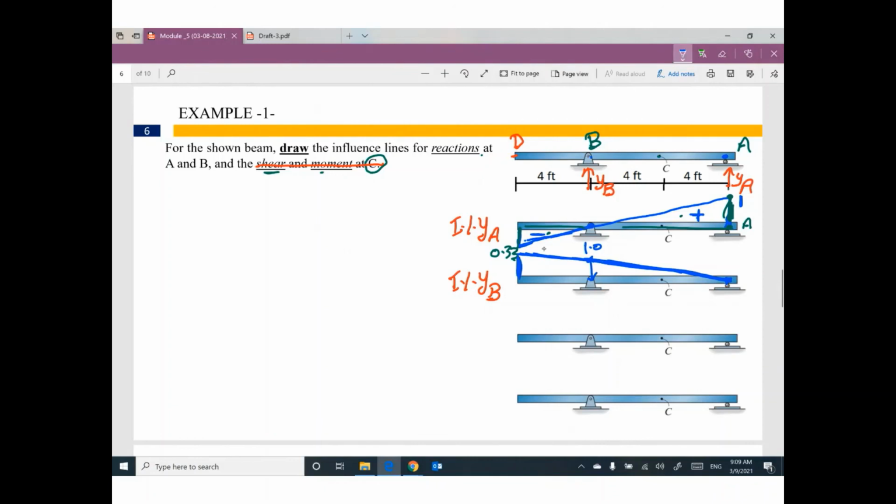Okay, I agree with you. The value here is 1. Can you tell me what is the value here? This one is 0.33. What is the value here? Triangle similarity. Probably this triangle is similar to the biggest one, so this value will be 1.33.